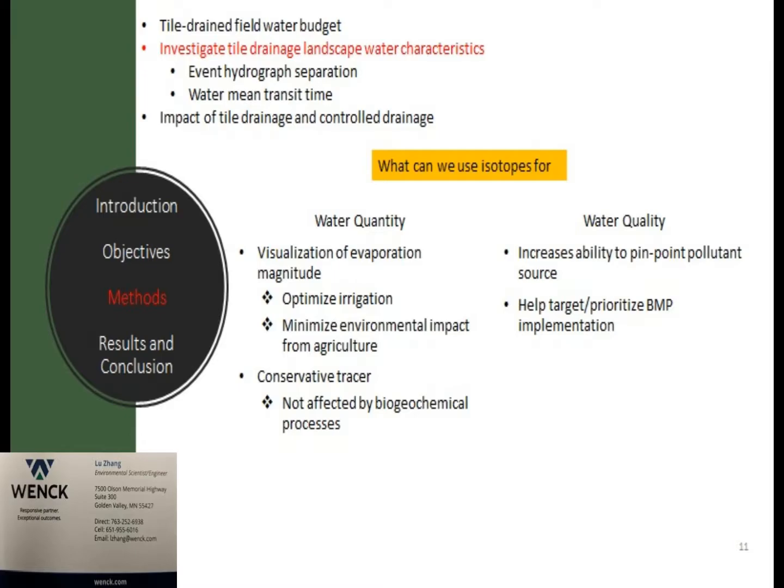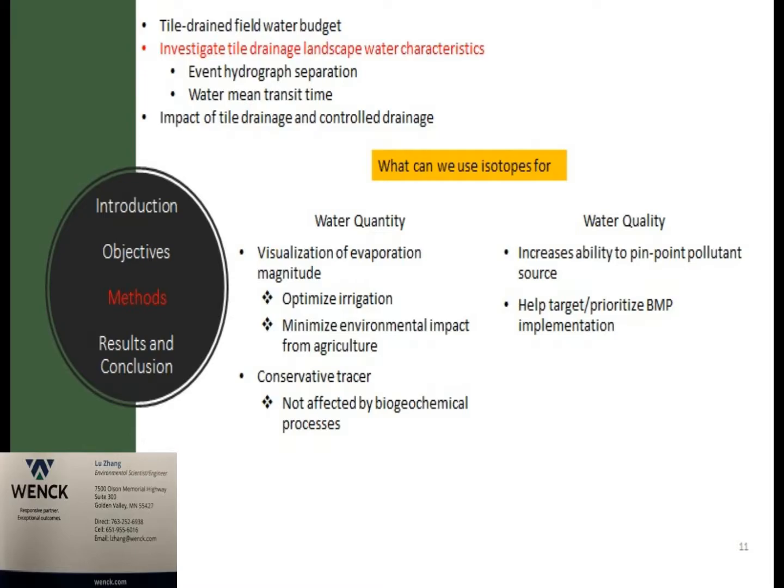So, a couple of uses for isotopes, just as a general introduction. Isotopes can be used to look at both water quantity and water quality. By plotting isotopes onto a graph, it will enable us to visualize, which I'll show in the next graph, the magnitude of evaporation to help us make decisions on irrigation or other environmental impacts of agriculture. Also, conservative tracers have the advantage of not being affected by biogeochemical processes such as nitrogen or phosphorus.